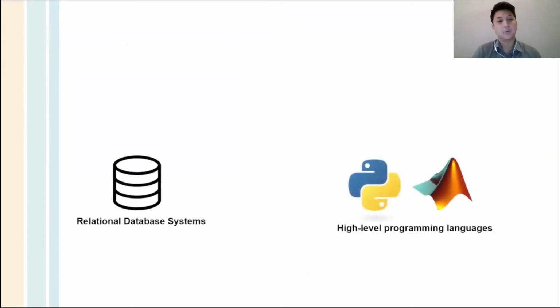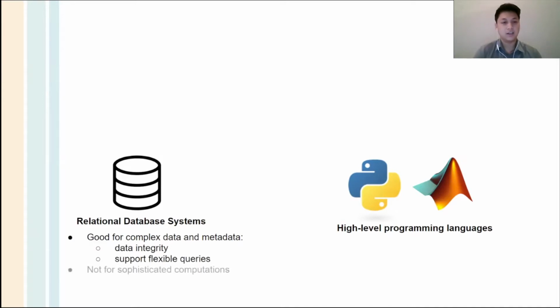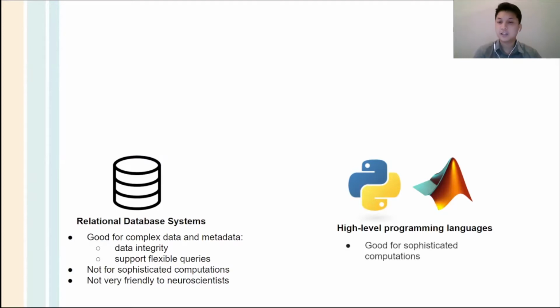In terms of tools for managing large amounts of data, traditionally we have relational database systems. A typical relational data model offers a good solution for complex data and metadata, ensures data integrity, and supports flexible queries. However, relational databases such as MySQL and SQL Server are not very efficient or useful for sophisticated computations, and obviously they're not very friendly for neuroscientists. The SQL syntax is not exactly the easiest thing to work with.